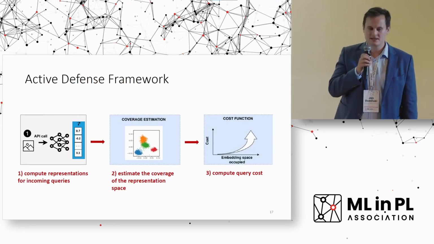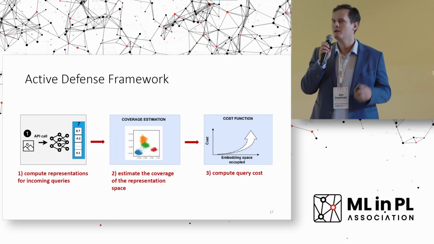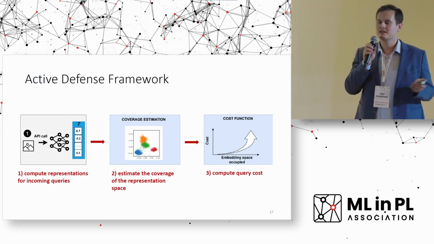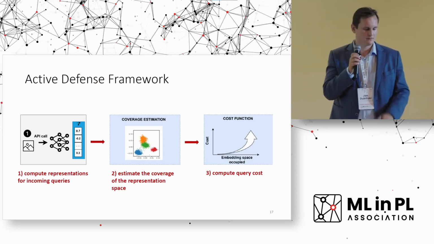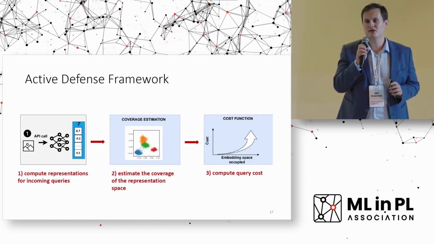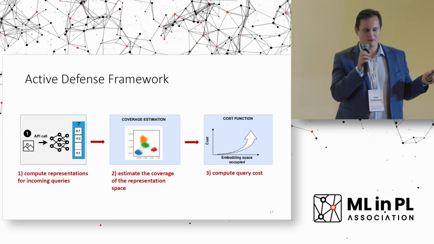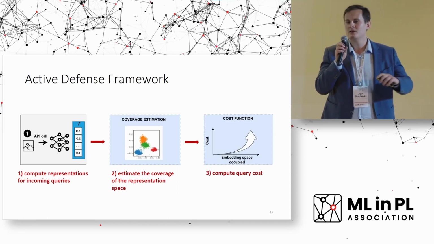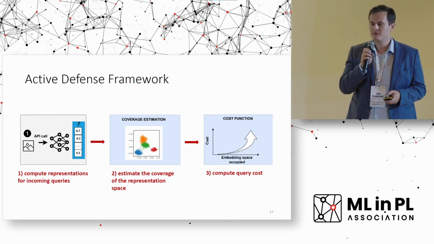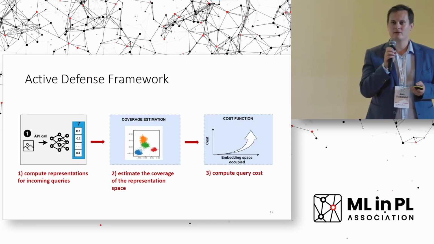So overall, this solution for an adaptive defense framework works in the following way. First, the model calculates the representations for the user queries. Then we estimate the coverage of the latent space using our buckets from the LSH algorithm. Then we map the number of buckets to a particular cost, expressed as noise that we add to the representations returned to the user.